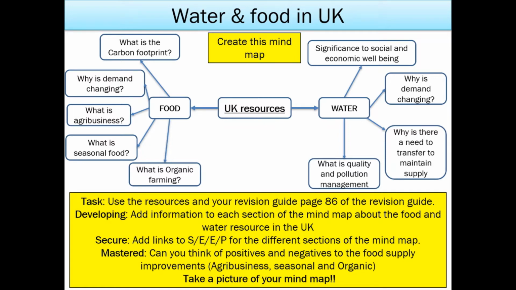Mastered then, can you think of any positives and negatives to the food supply improvements? And those parts of the mind map are your agribusiness, your seasonal food, and your organic farming. And what are the good things about them? So that's the positives, and what are the negatives about them? So you're just adding them to that part of the mind map. Okay, so once you've completed your mind map, you take a picture ready to upload to class charts. So just pause the video here, ready to complete the task.